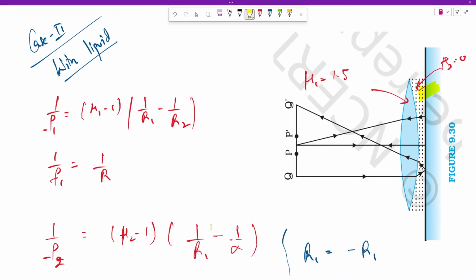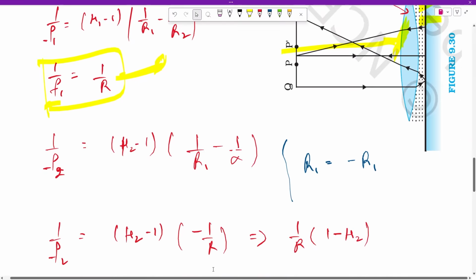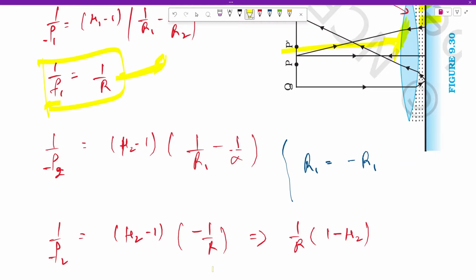Now when there is liquid, let the refractive index of this liquid be mu2. Then it is a combination of two lens systems, that is, this lens of glass and this lens of liquid. For the glass we already know the focal length, which I have represented with f1, so 1 by f1 would be equal to 1 by R, and we have now 1 by f2 equal to mu2 minus 1 times 1 by R1 minus 1 by infinity. Since the other side is infinity, the other side is plane for this liquid.